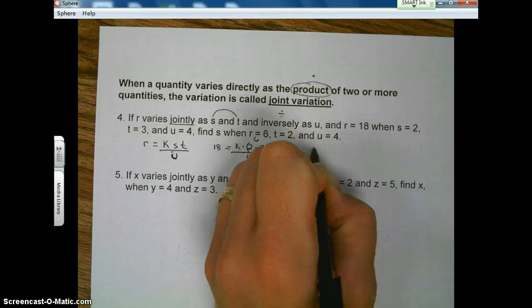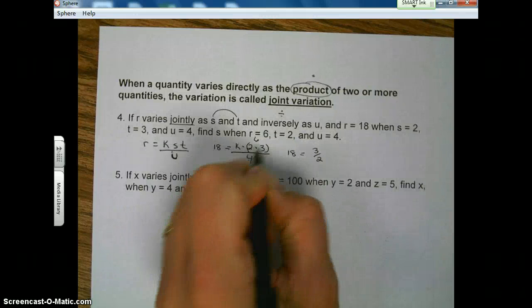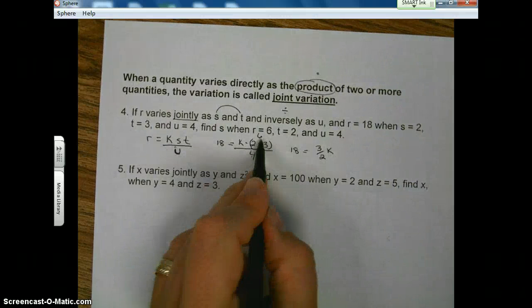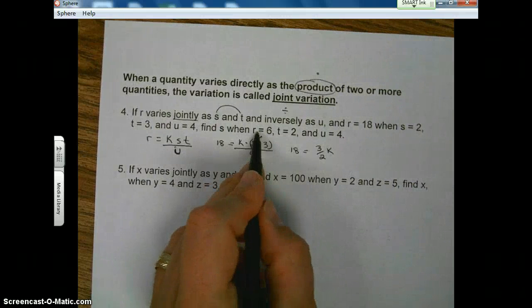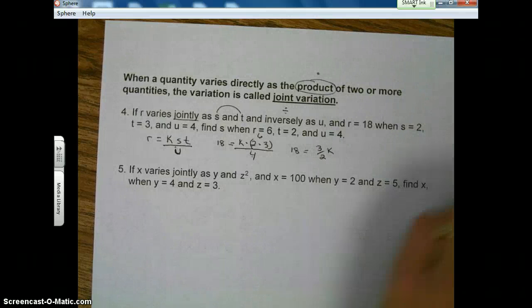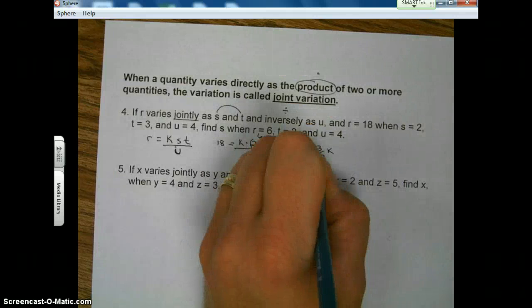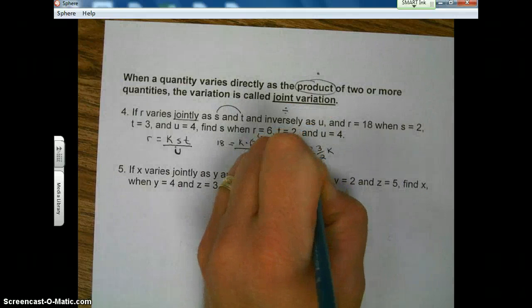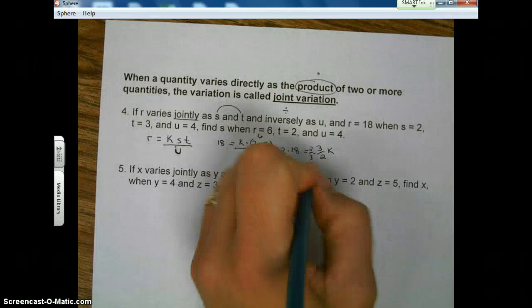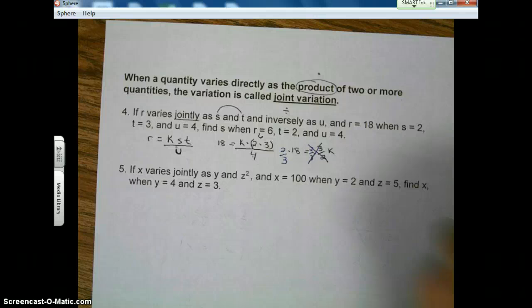So I'm going to go ahead and reduce it. So 3 halves times K. 2 times 3 is 6. 6 over 4 is 3 halves. You can change that to 1.5 if you like. Okay, remember, to get rid of a fraction, we multiply by the reciprocal. So that cancels the 2's and the 3's.